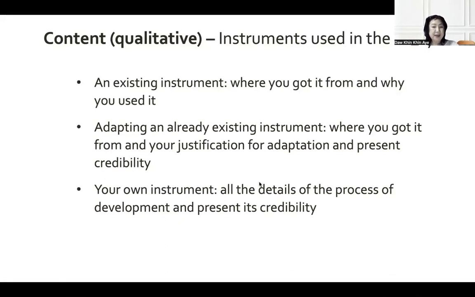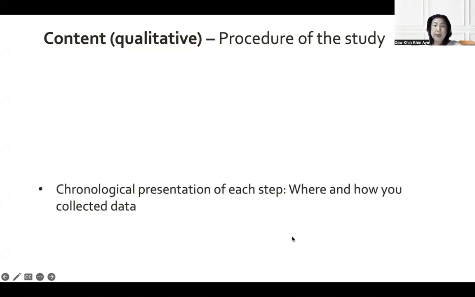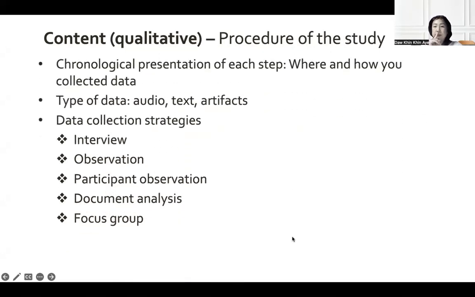If you are adapting, that means you modify it to suit your purpose. When you're adapting an already existing instrument, again, you say where you got it from, your justification for adaptation or modification, and present the credibility of your revision of that existing instrument. And if you are using your own instrument, you need to include all the details of the process of development and present its credibility.